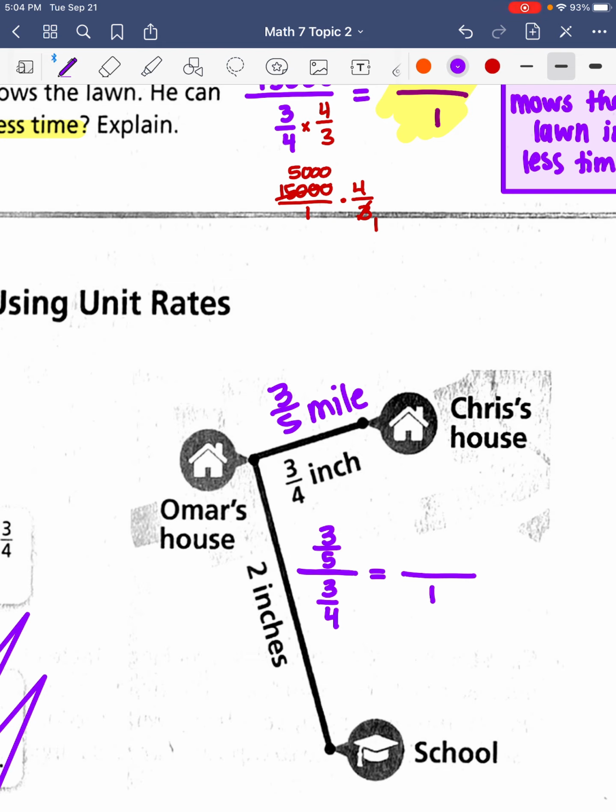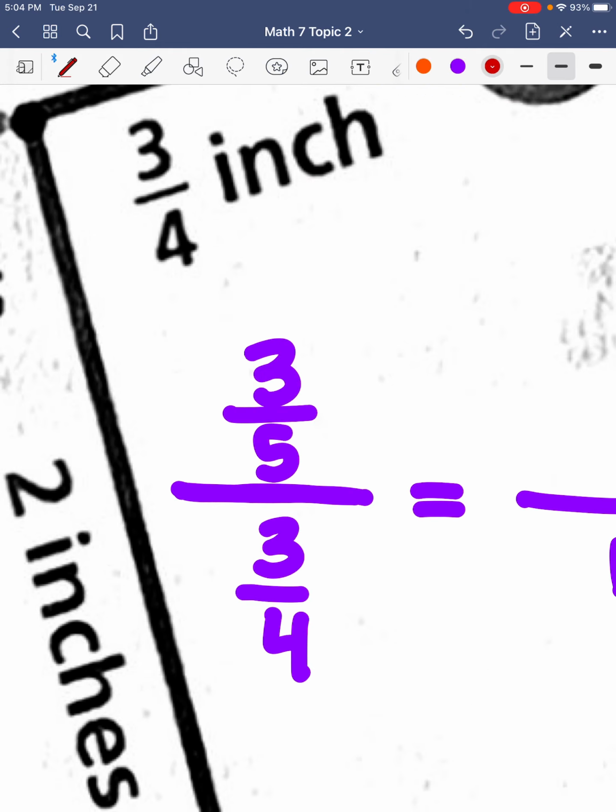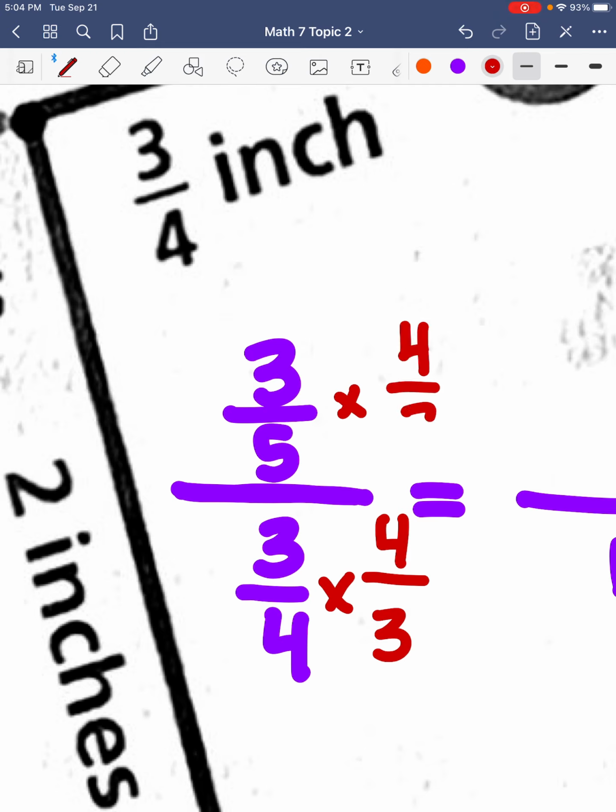So how do I go from 3/4 to 1? That's right, I multiply by the reciprocal. So I just multiply by 4/3. And I do the same thing on the top. So now I've got 3/5 times 4 over 3. And what I notice is that 4 and 5 can't be reduced, but 3 and 3 can be reduced.